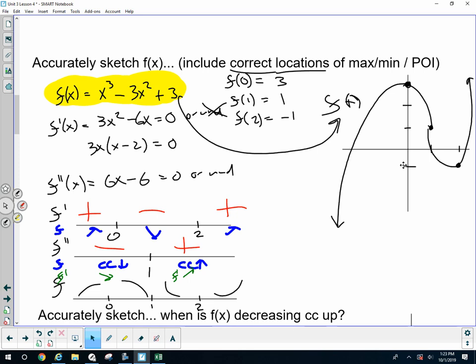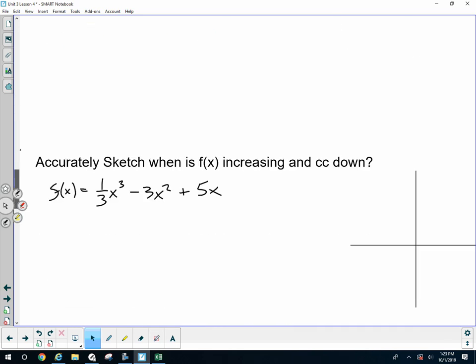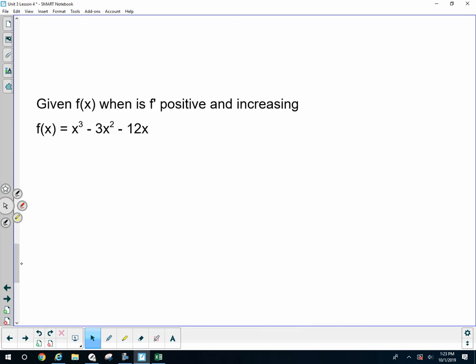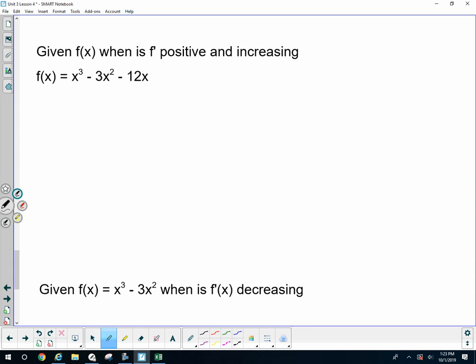Now, go 2 pages down. Cross off this guy, this minus 12x. This function is really very similar to the previous function. If I had the plus 3, the plus 3, the plus 3, but I don't. The next 3 questions I have on this page all refer to this x cubed minus 3x squared. But instead of asking you to accurately sketch, the questions become like, when is f prime positive and increasing?